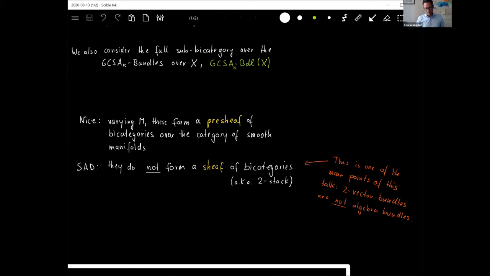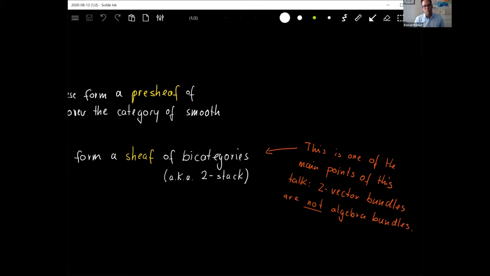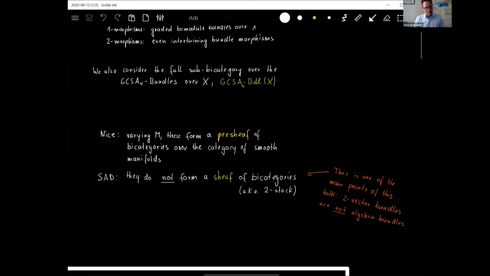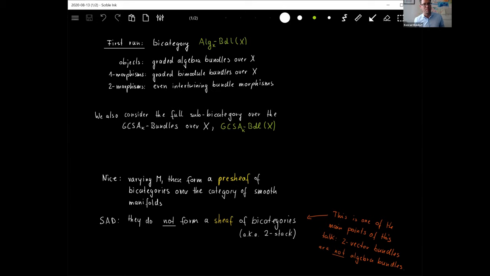And as I remarked here, so that I do not forget to say this, this is the most important main point of this talk: that two vector bundles, or algebra bundles, do not form a sheaf. And this is really bad for geometry, right? I mean, maybe for everybody, but for geometry this is particularly bad because it means that one cannot work locally. That's what a sheaf means: one can work locally and glue. And that's not possible for algebra bundles.